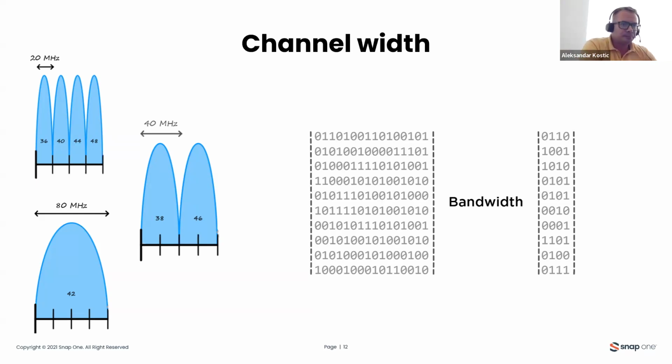But just remember, typically with a 20 megahertz channel on 5 gigahertz, all channels are non-overlapping. As we increase the channel width, we increase the bandwidth and the throughput, but we also decrease the number of non-overlapping channels. So we always need to think about which channels are overlapping or not in that case.